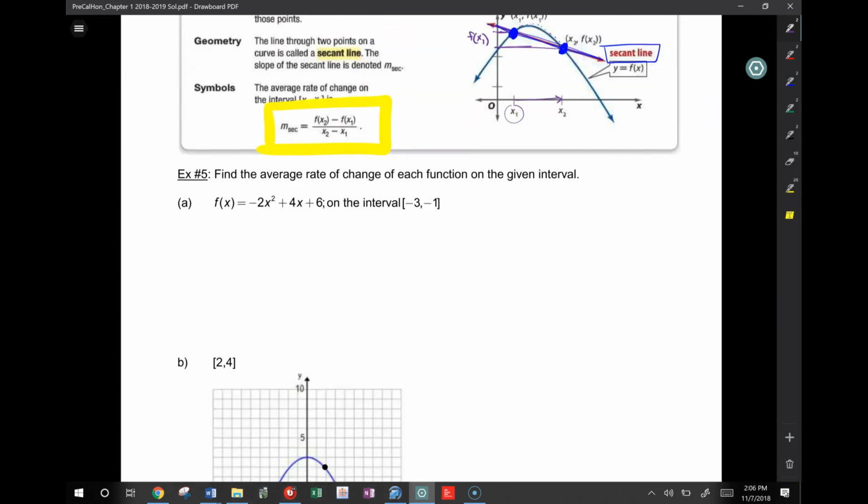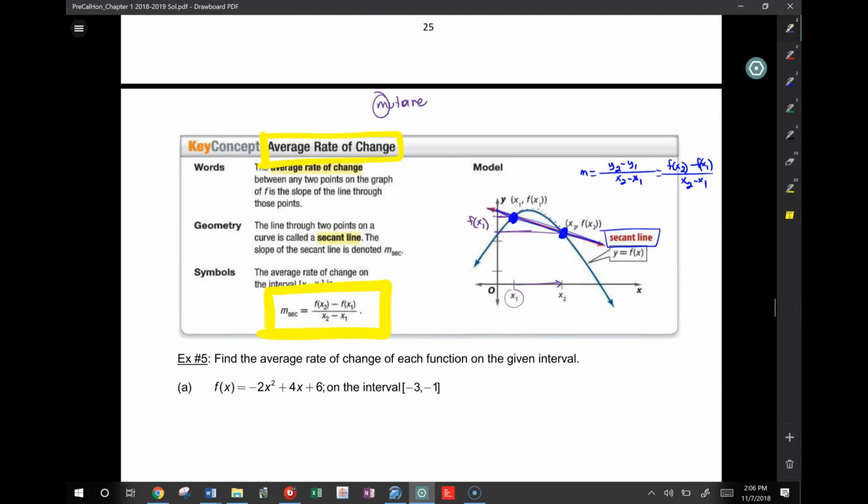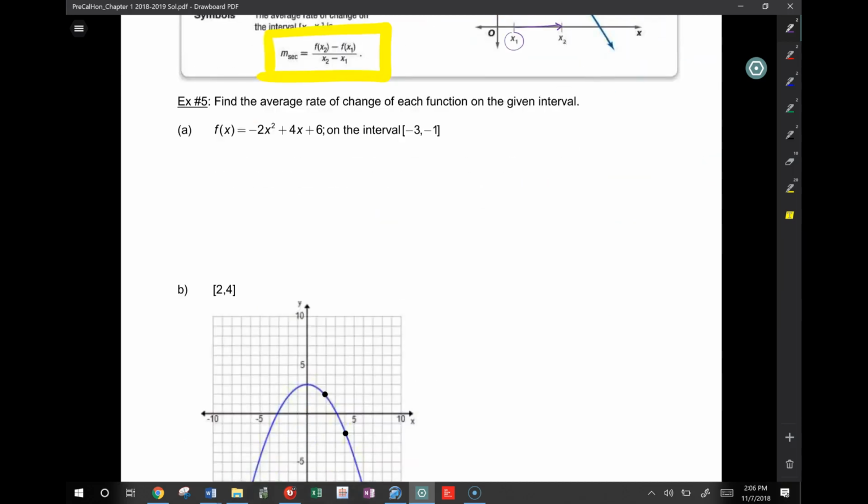Okay, so now let's find the average rate of change. Mutare. Guys, that's the next question on the test. What does that stand for? So we're going to find the average rate of change of each function on the given interval.